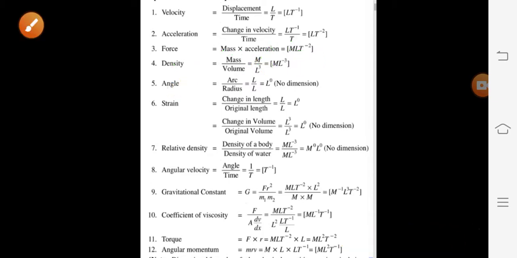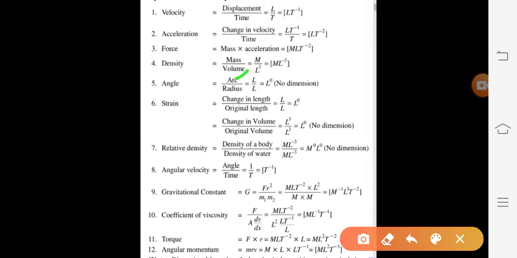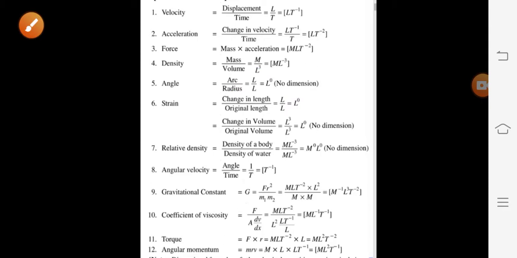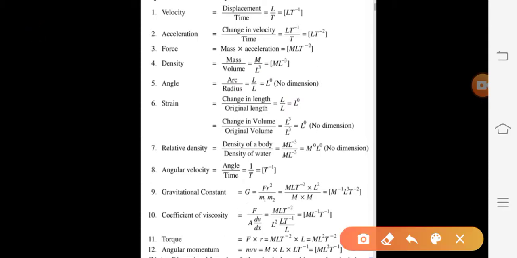Angle, very important. Angle has no dimension because in the numerator we have written an arc, that is actual length, but radius is also an actual length. So L by L is 1, that's why L to the power 0, so it means no dimension. So angle has no dimension. A question comes in your exam: which physical quantity has a unit but no dimension? It has units of radian. Angle has a unit of radian but has no dimensions.